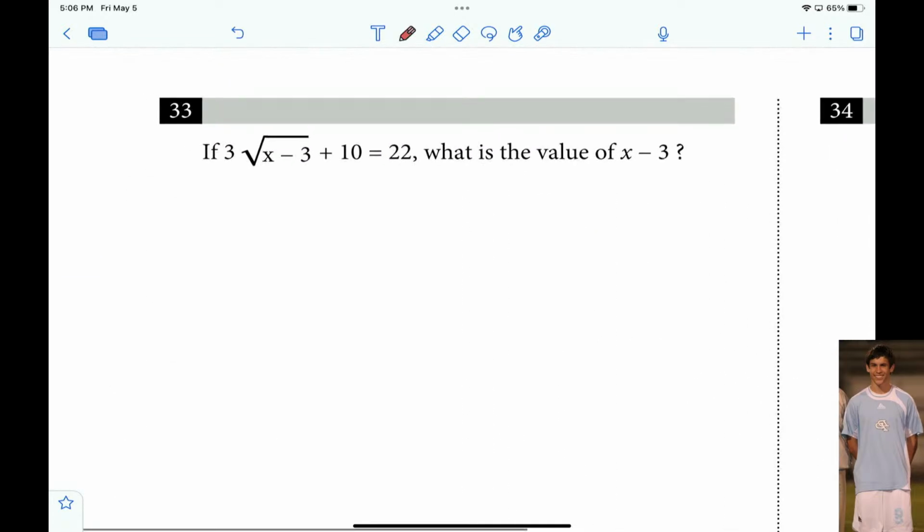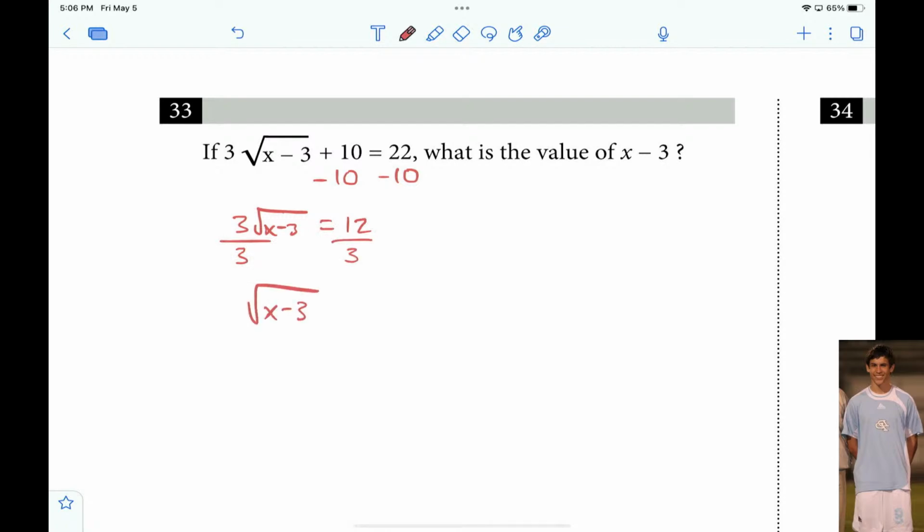All right, so 33. If 3 square root of x minus 3 plus 10 equals 22, what is the value of x minus 3? So again, we could treat this problem as let's just try to solve for x. So where you want to get the x inside the radical, so we want to get that radical by itself. So we'll subtract the 10 first. So 3 square root of x minus 3 equals 12. So let's get the radical by itself. So we'll divide both sides by 3 to get that radical by itself. So square root of x minus 3 equals 4. So to get rid of that square root, we'll just square both sides. So now we get x minus 3 equals 16.